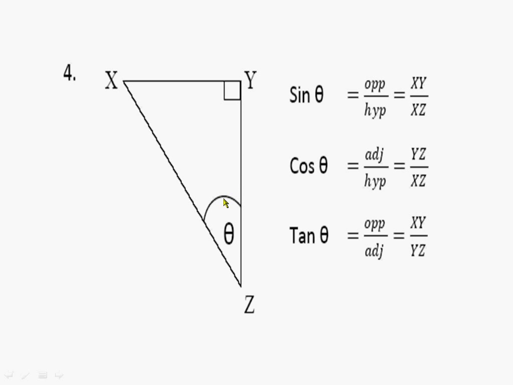Next, cosine theta is adjacent, which will be this side here, next to it, YZ. YZ over hypotenuse. Hypotenuse is the side opposite to the right angle, which is this side, XZ. So cosine theta is adjacent over hypotenuse, or YZ over XZ. Tan theta, opposite over adjacent. Opposite is XY. Adjacent is YZ, so it's XY over YZ.